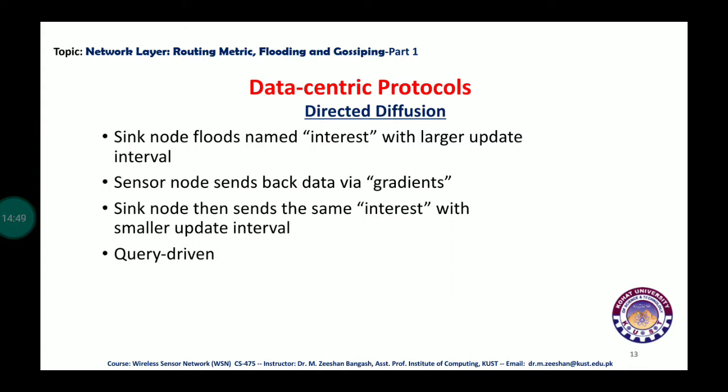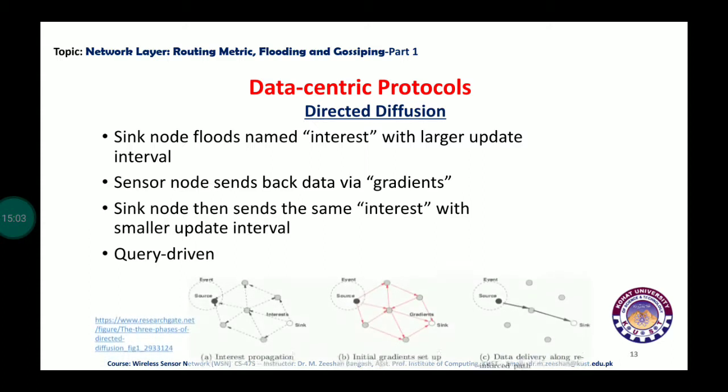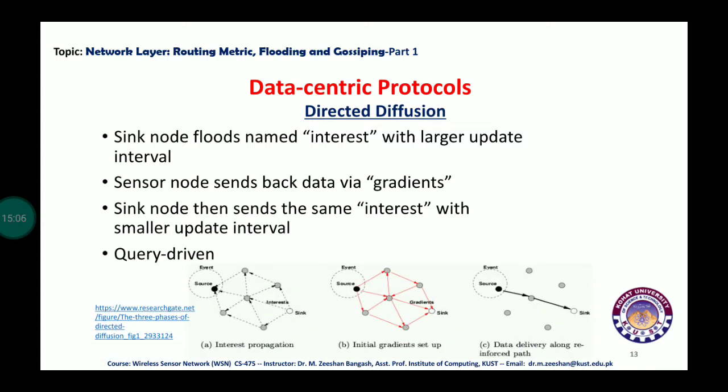It's not an event driven, but a query driven protocol. As we discussed, the SPIN protocol was event driven: an event occurs and then it performs. This is basically a query based or query driven protocol. You can see in the diagram that in the first phase, an interest is propagated from the source into the network. After that, the initial gradient setup takes place, and thereafter, in the third phase, the data is delivered from the source to the sink.